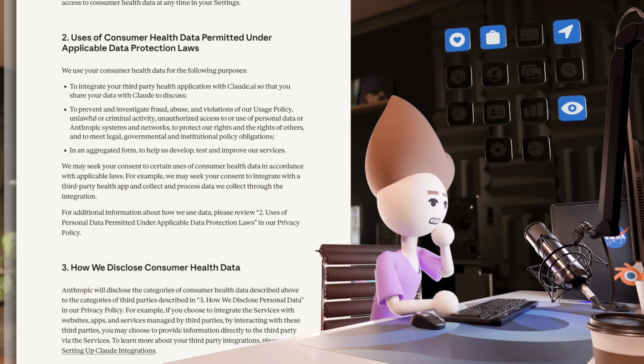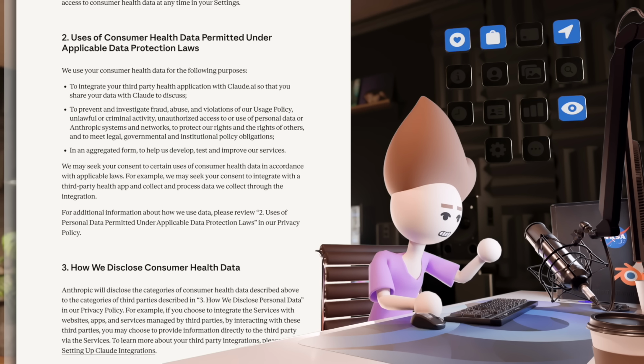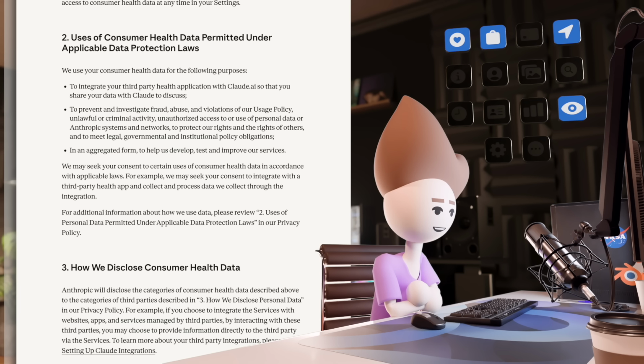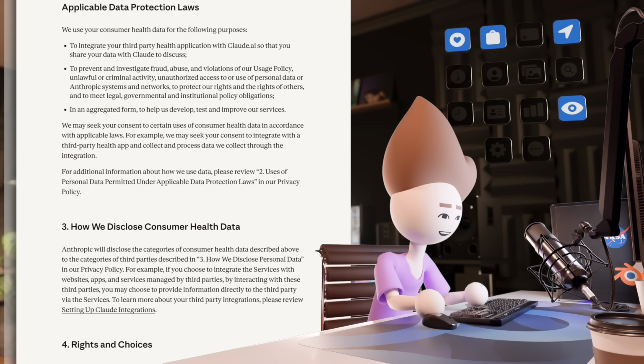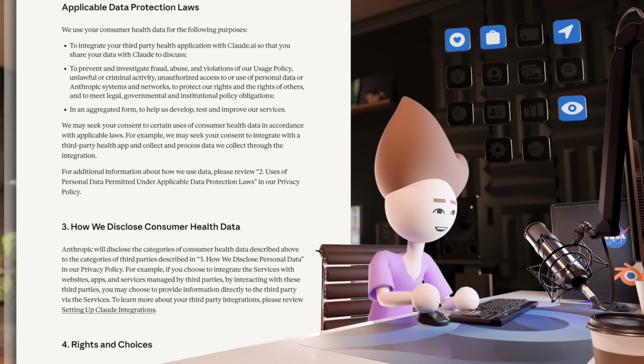We may seek your consent to certain uses of consumer health data in accordance with applicable laws. For example, we may seek your consent to integrate with third-party health apps and collect and process data we collect through that integration. For information about how we use data, please review 2 uses of personal data permitted under applicable data protection laws in our privacy policy.